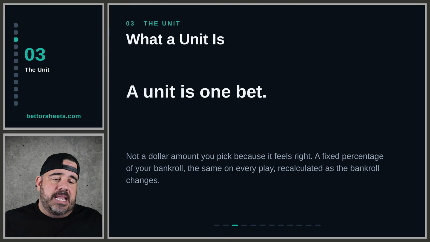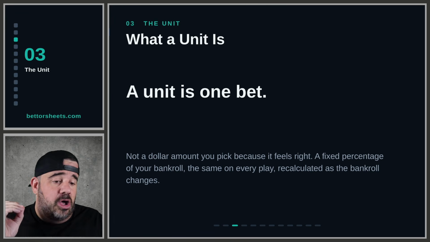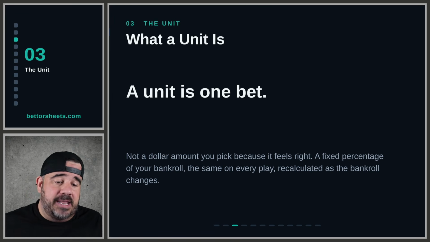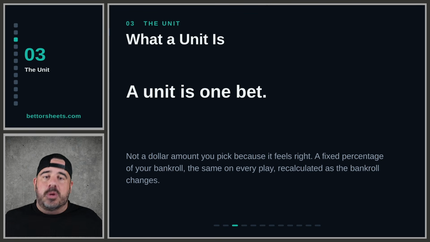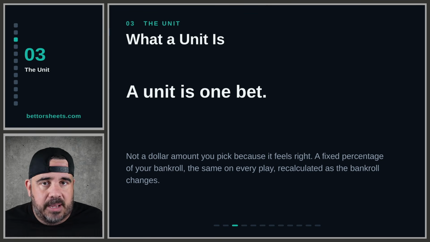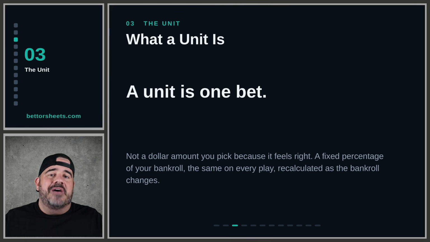Simple as that. It is not a dollar amount you pick because it feels right. It is a fixed percentage of your bankroll, the same on every play, recalculated as the bankroll changes. That's how I do my units. So when somebody says, what's your unit? Well, it depends. What day are we talking about? What sport are we talking about? Because units vary throughout the day, throughout the year.